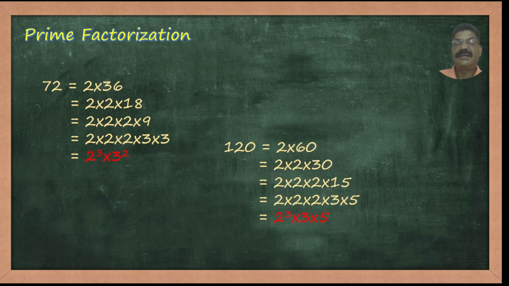Now, you look at the number 120. Obviously, it is divisible by 2. 2 into 60. Again, 60 is 2 into 30. Again, 30 is 2 into 15. Again, 15 is 3 into 5. Therefore, 120 is equal to 2 cube into 3 into 5. I have written the prime factors in ascending order. So, this is the unique factorization of 120.